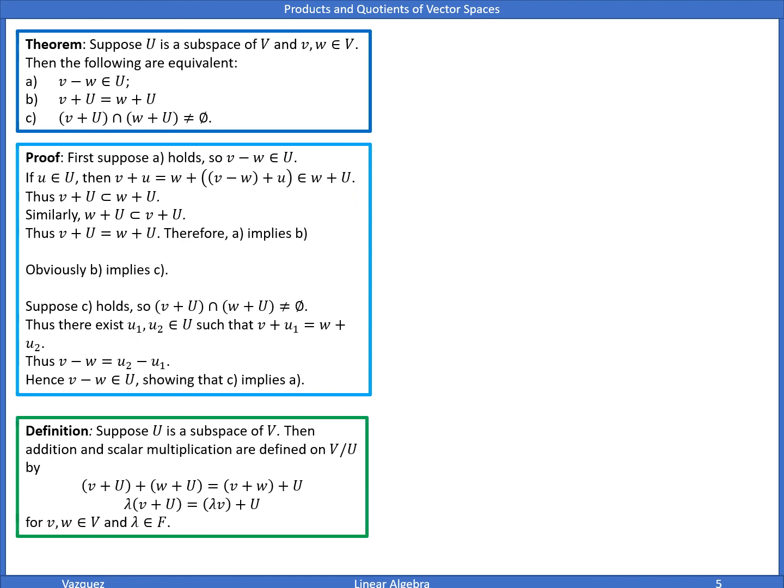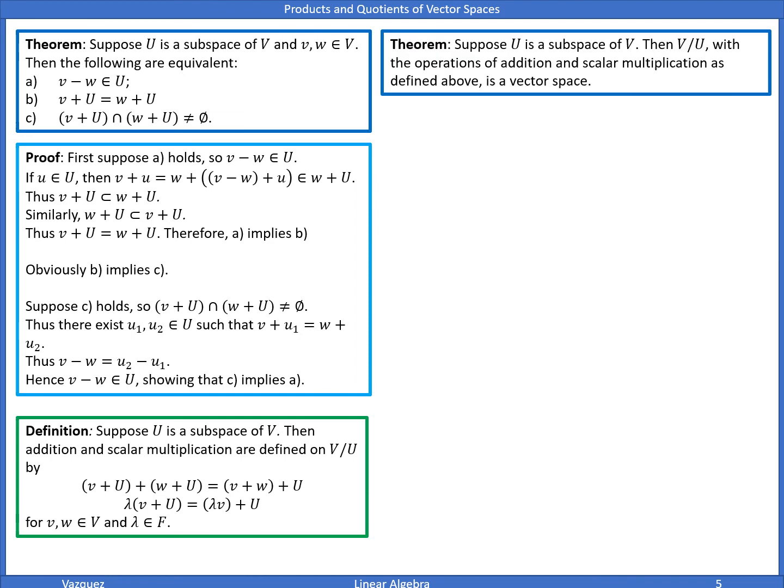Now, quotient spaces are a bit more complicated. They seem a bit, I don't know if weird is the right word, but definitely not like the vector spaces we've dealt with before. So the question arises, is it even a vector space? Well, this theorem states that it is.